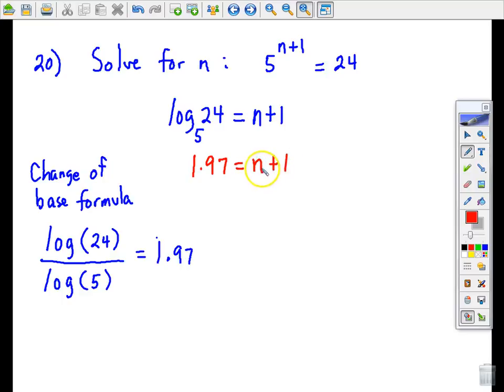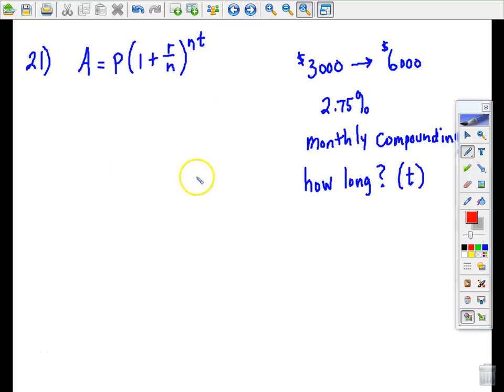Now it's really pretty easy to solve for n. We just subtract 1. I've already got that number in my calculator. I'm subtracting 1, and my answer is 0.97. So that is the answer for number 20. Very good.